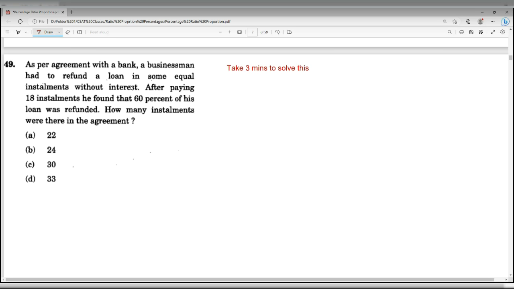So what we can do is, let L be the total loan amount that he has taken, and let I be the amount of money for each installment. And let N be the total number of installments. What they're saying is, after paying 18 installments, 18 into I, they found out that 60% of his loan was refunded.